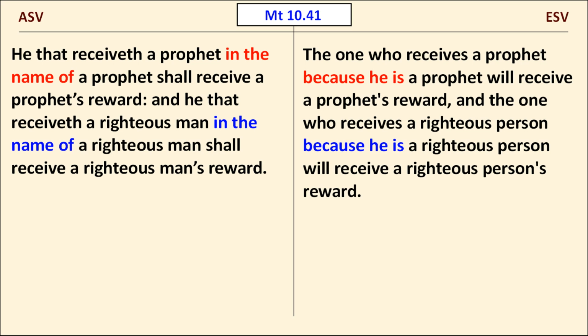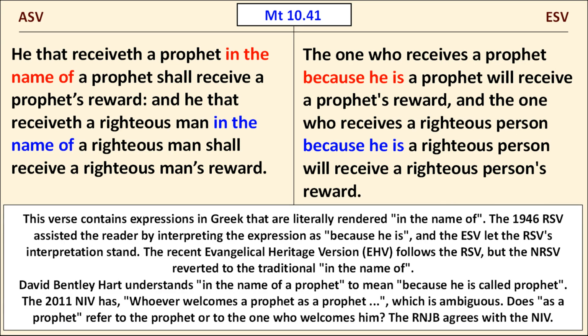The second example is Matthew chapter 10, verse 41. This passage is set among the Lord's instructions to his 12 apostles, whom he sent out to the lost sheep of the house of Israel. This verse contains expressions in Greek that are literally rendered in the name of. The 1946 Revised Standard Version assisted the reader by interpreting the expression as because he is, and the ESV let the RSV's interpretation stand in the text.